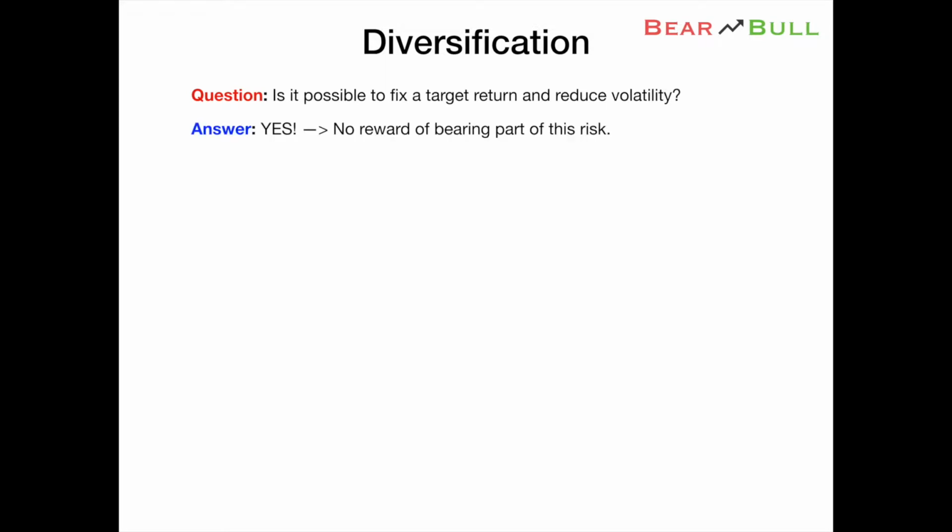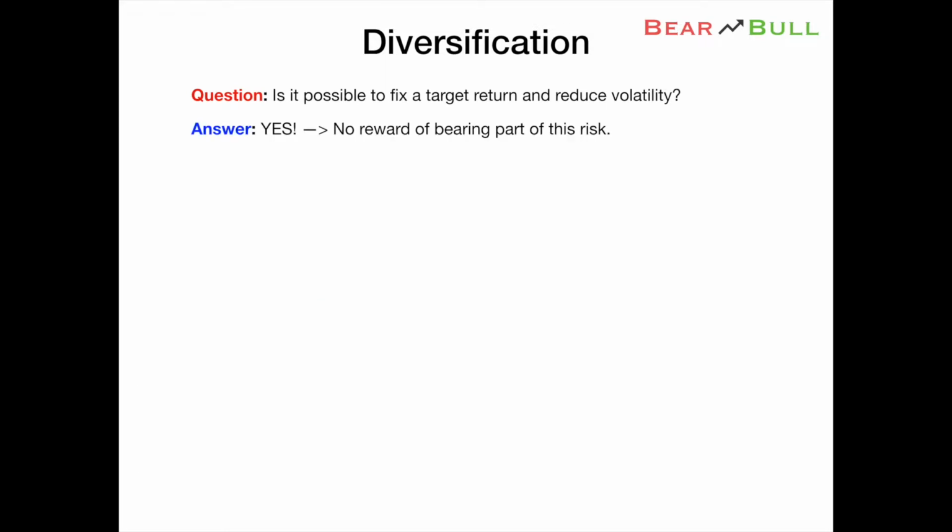Now that we've seen how mixing different assets in a portfolio can contribute to reducing the overall risk and volatility of that portfolio, we can make the case for diversification. Here's a question for you. Is it possible to fix a target return and reduce volatility of a portfolio by adding assets with low correlation with the portfolio? The answer is yes.